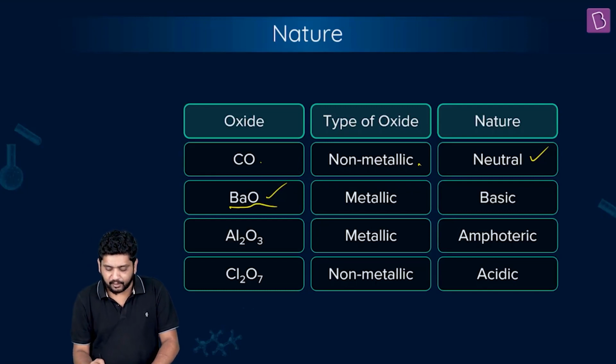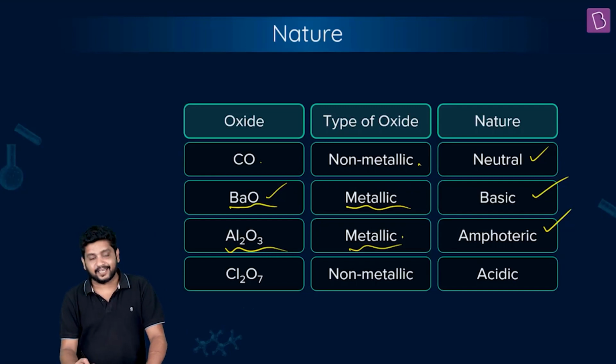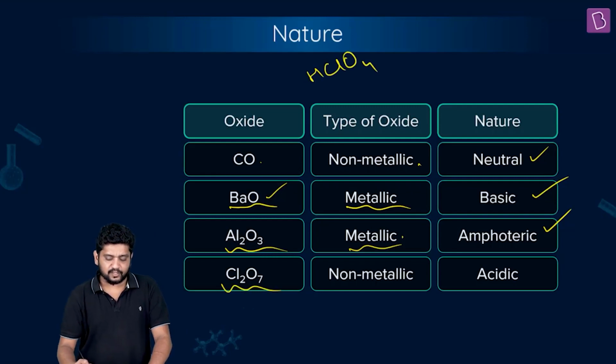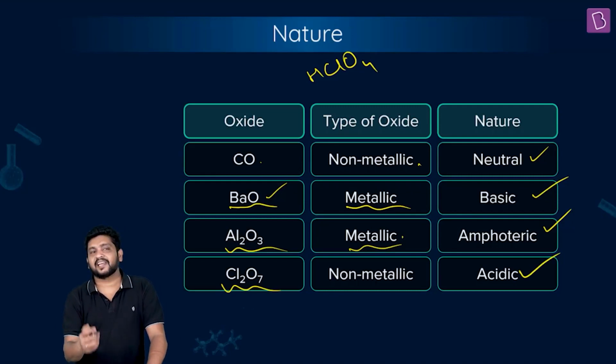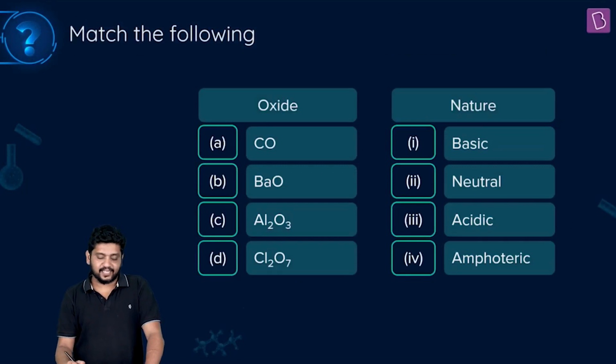But yeah, continuing. Barium oxide is a metallic oxide, which is a basic oxide. Aluminium oxide is a metallic oxide, of course, but it is an amphoteric oxide which can react with both acids and bases. Cl2O7 is the anhydride of your HClO4, which is perchloric acid, a very strong acid indeed, and this is an acidic oxide as well, right? It is a non-metallic oxide in its highest oxidation state, chlorine +7, so it is going to be acidic in nature, right?